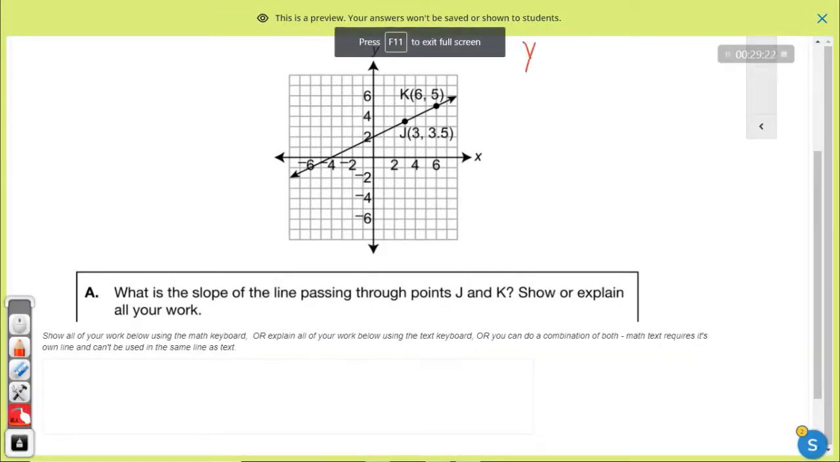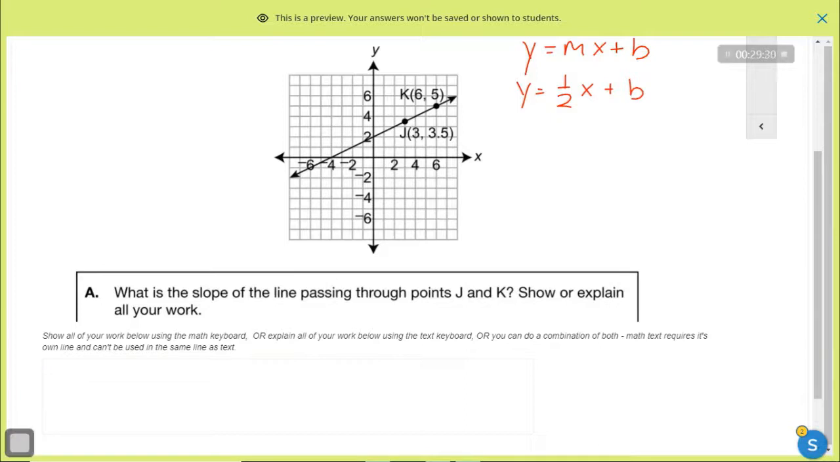My equation I know is going to start off with y equals mx plus b. As we just found out, my slope is 1/2, but I do not know my y-intercept value. Now you can look at your graph and identify your y-intercept value, which in this case is 2. So therefore my slope is 1/2 x, and my y-intercept is positive 2. That's the equation of my line.